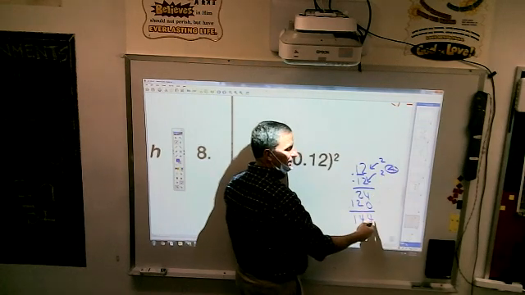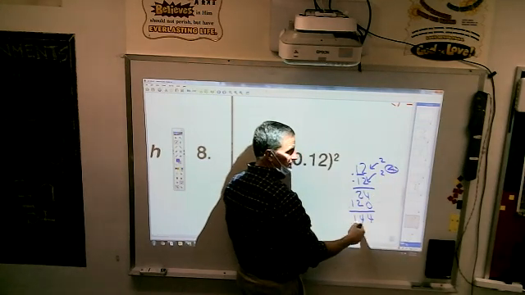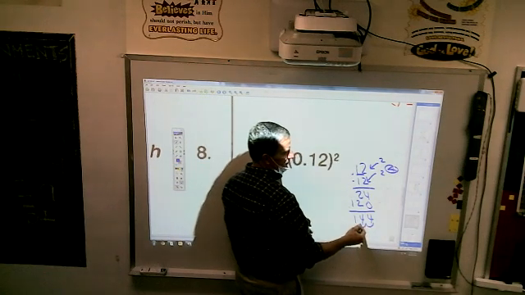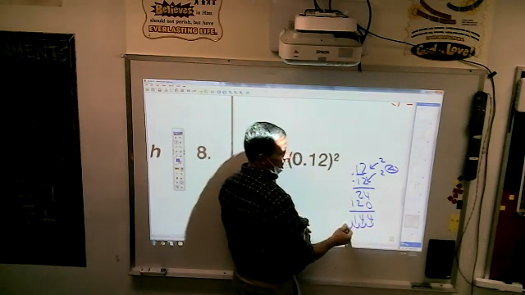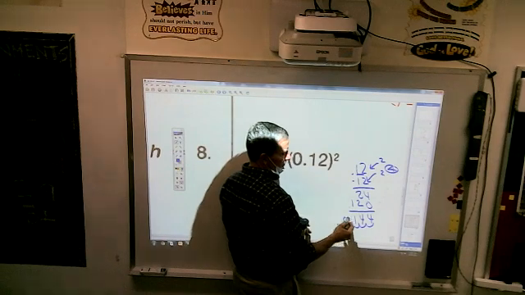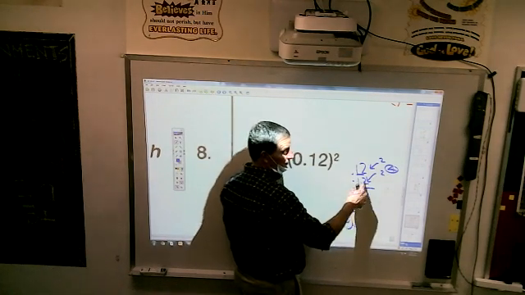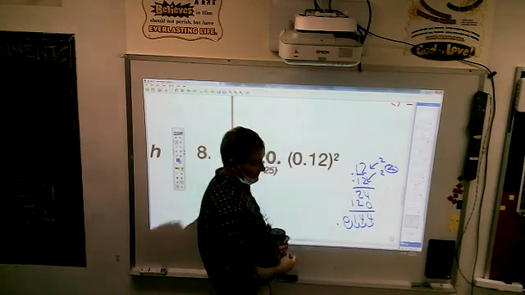You have to have 4 digits after the decimal in this one, which means always start here and count back. Here's 1 place, 2 place, 3 place, 4 place. You're going to have to add a 0 to take up space, because there needs to be 4 digits after the decimal, just like there's 4 digits after the decimal up there.